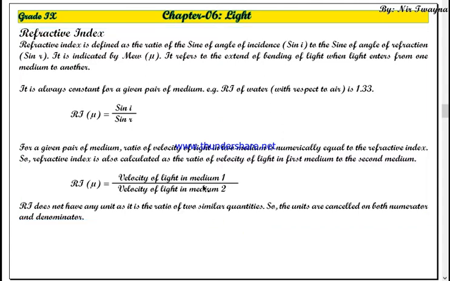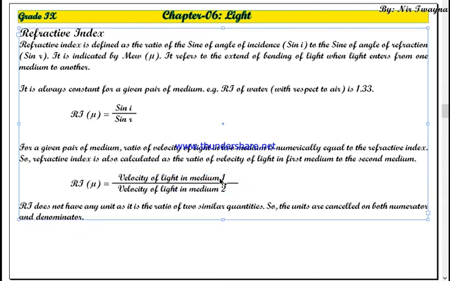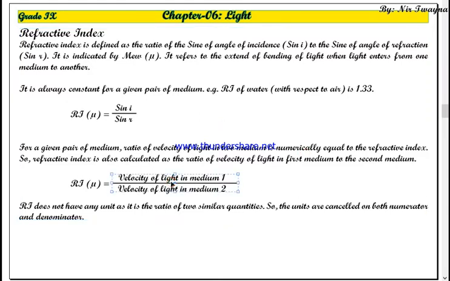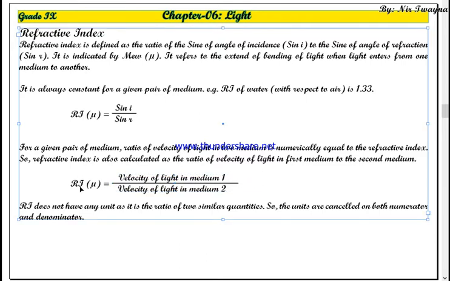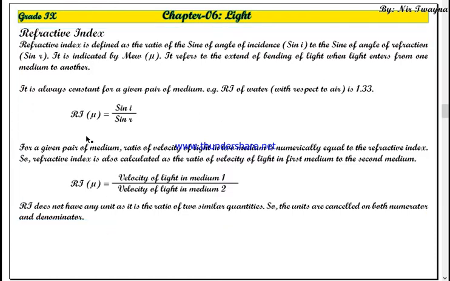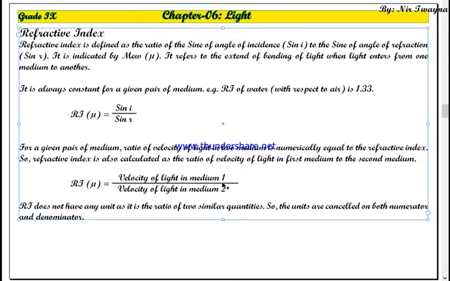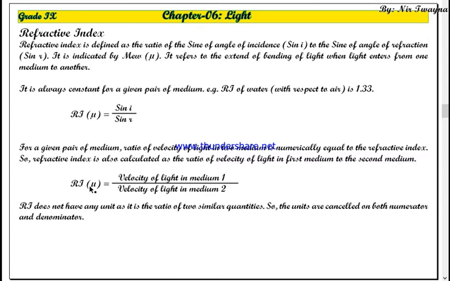Okay, that is why the ratio of velocity of light in two medium is numerically equivalent to the refractive index. Numerically, I am saying numerically. The ratio of velocity of light in two medium is numerically equivalent to the refractive index of these two medium. Yes, that is why we can also mathematically state that RI is equal to velocity of light in medium 1 divided by velocity of light in medium 2.